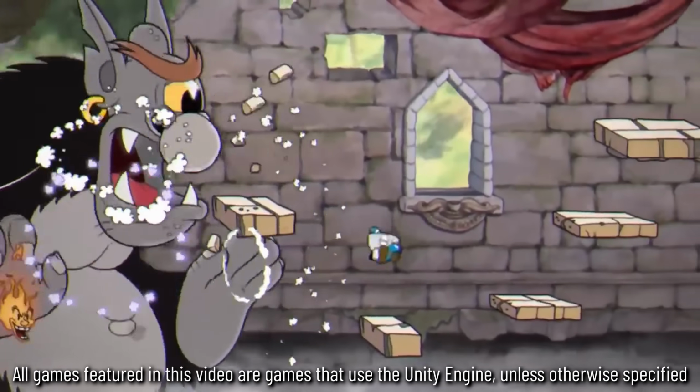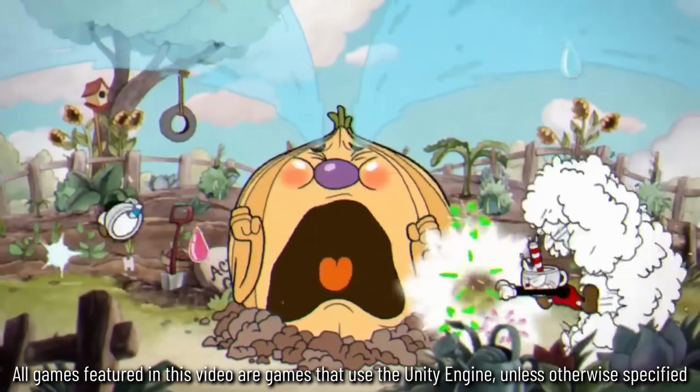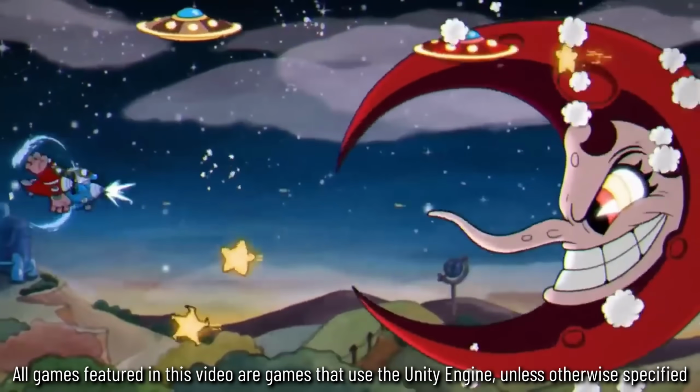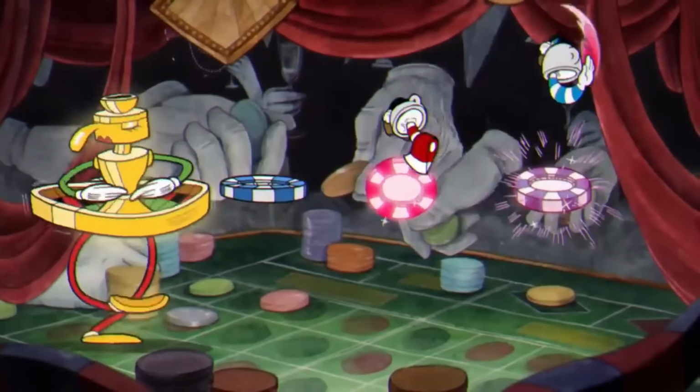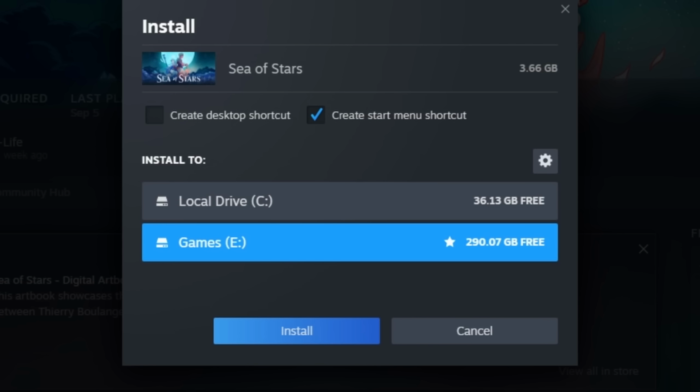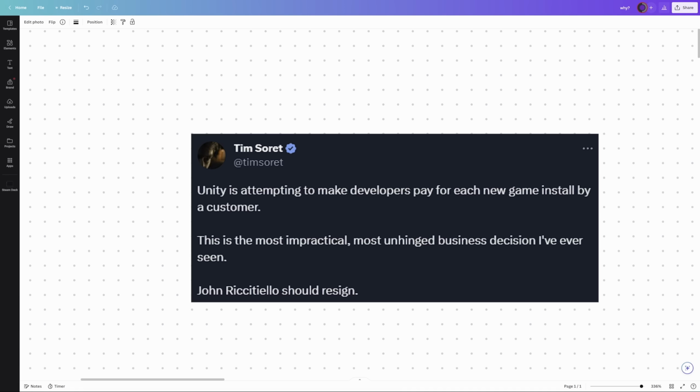Well, that reality is not far off if Unity has anything to do with it. If you don't know, Unity is a 3D game engine that a lot of developers use. A lot of your favorite developers use this engine. And Unity is attempting to get developers to pay for every time a game is installed by a customer. Here's a quick summary. Unity is attempting to make developers pay for each new game installed by a customer.